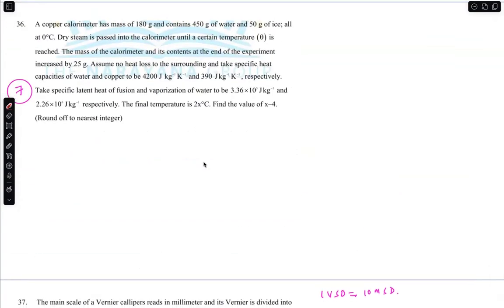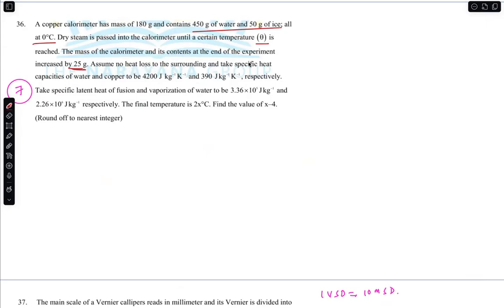Next, 36. A copper calorimeter has a mass of 180 grams and contains 450 grams of water and 50 grams of ice, all at 0 degrees centigrade. Steam is passed into the calorimeter until a certain temperature theta is reached. The mass of the calorimeter and its contents at the end of the experiment increases by 25 grams because of condensation of water. 25 grams refers to condensation, maybe, right?